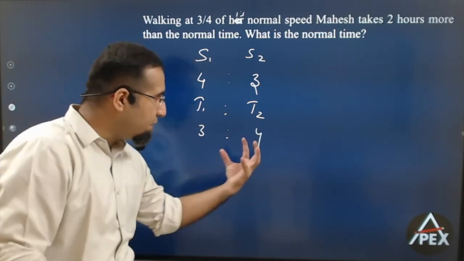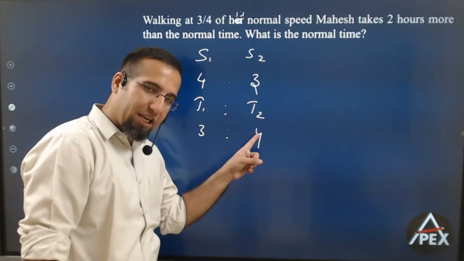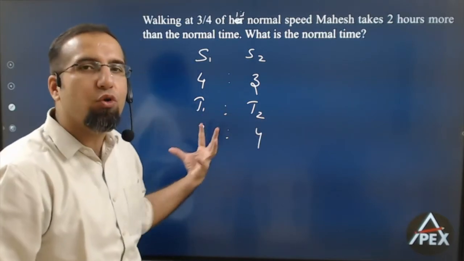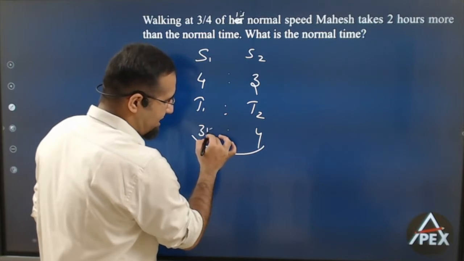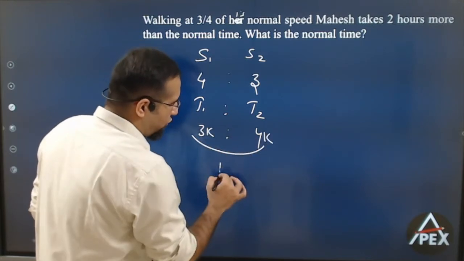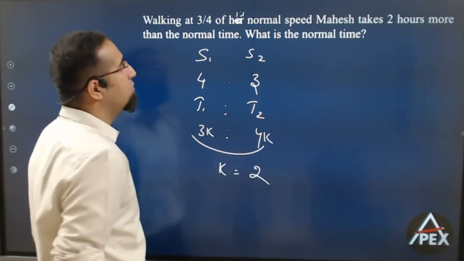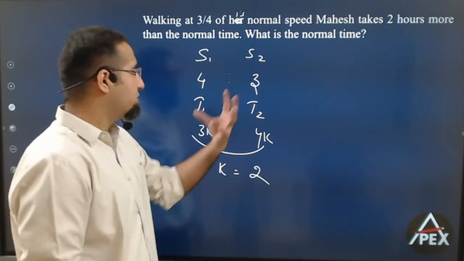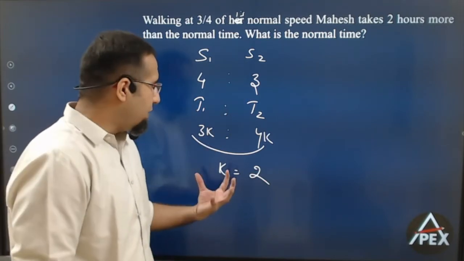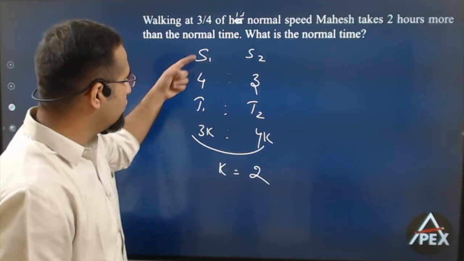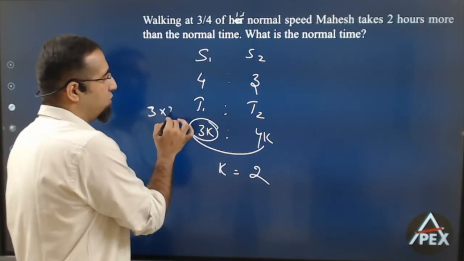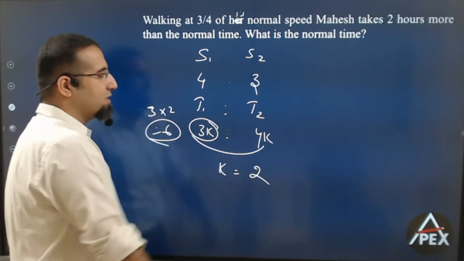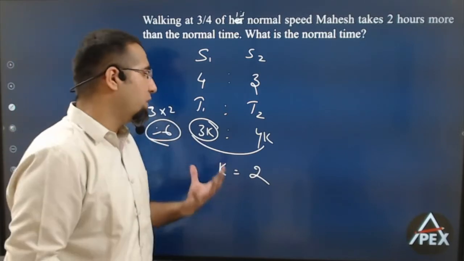Now the gap between them, obviously in the second case, is taking more time. Let's take 3K and 4K. So what is the gap between them? If I'm taking 3K and 4K, the value of K is equal to 2 hours, 2 hours more than the normal time. If the value of K is equal to 2, the usual time, that is 3K, becomes 3 into 2. That means he is taking 6 hours usually to reach the office.